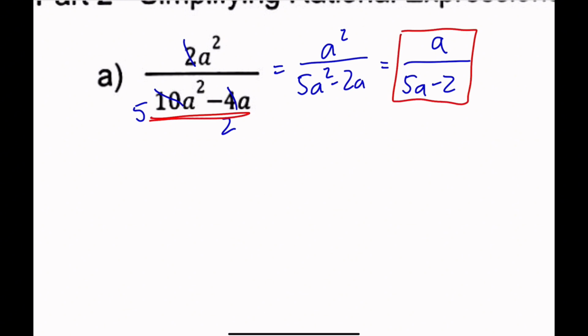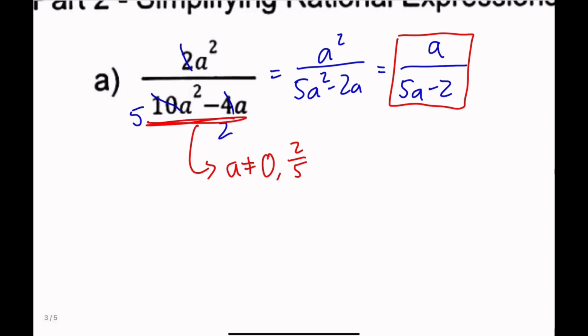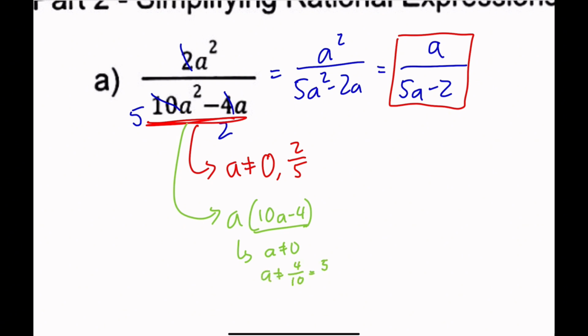And from this, we see that a cannot be equal to what? 0 and 2 over 5. That is because if you split up 10a squared minus 4a, this is going to be equal to a times 10a minus 4. And so that means that a cannot be 0. And because of this, a cannot be 4 over 10. But 4 over 10 is the same thing as 2 over 5, right? So a cannot be 0 and 2 over 5. That's what this says.